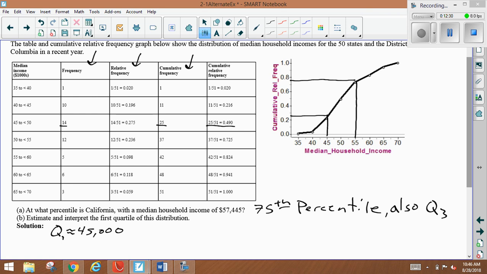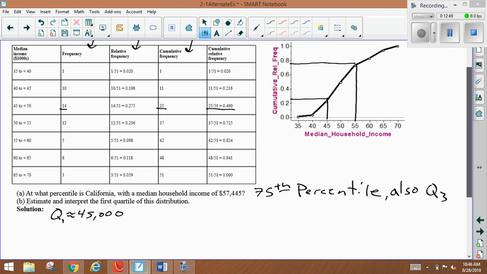And if we're going to interpret that in context, we would say that 25% of household incomes in California are below 45,000. An interpretation of that in context. I'm going to write that down. So we would say 25%, or approximately, my bad.